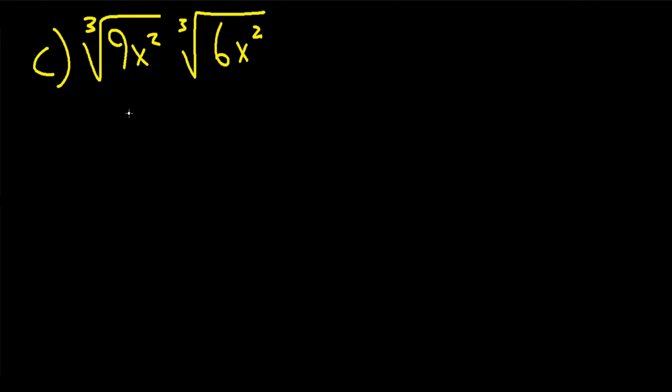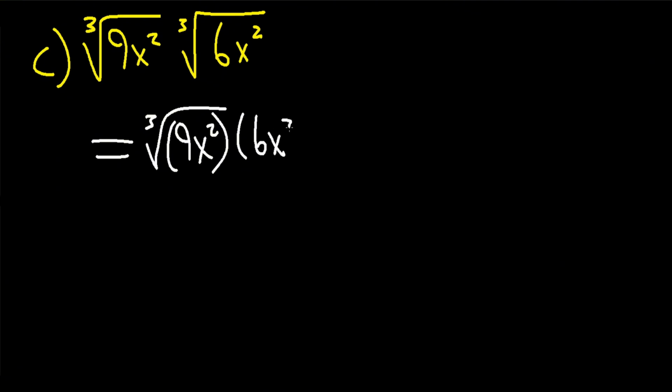However, there's this one unspoken rule for simplification, which is that we should have as few radicals in the problem as possible. So that means in this case that we can use the second property of radicals to combine these into one radical, and then we'll do any simplification from there. So that means we can rewrite this as the cube root of 9x squared times 6x squared. And again, getting this into the radical. And then when we expand that, we get the third root of 54x to the power of 4.